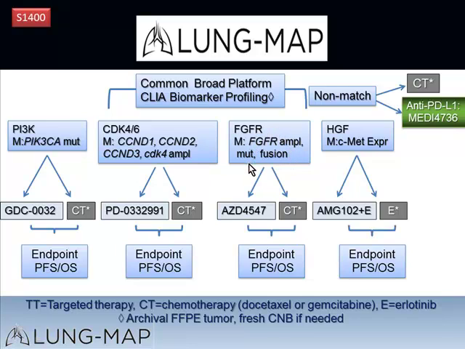The third arm is targeting FGFR amplified tumors, FGFR mutated tumors, or FGFR gene fusion positive tumors. And the drug selected for this arm is AZD4547, an FGFR 1 through 3 selective FGFR TKI against standard docetaxel. The last targeted arm of the study is targeting HGF. It's an HGF monoclonal antibody in combination with erlotinib against erlotinib monotherapy. And the selection criteria for this arm is c-MET expression.